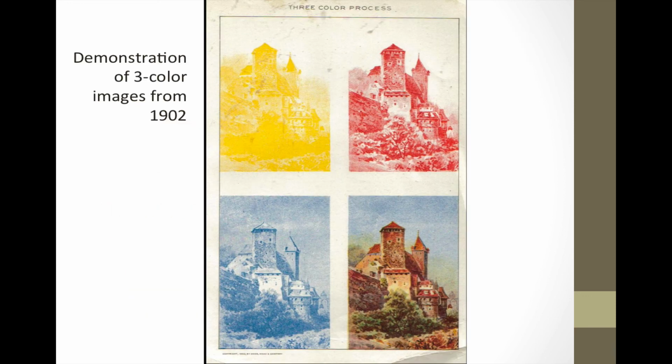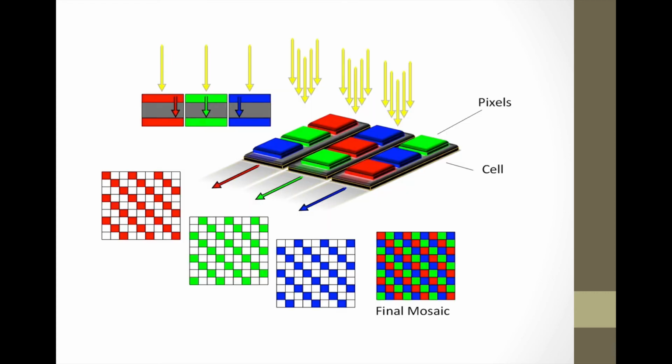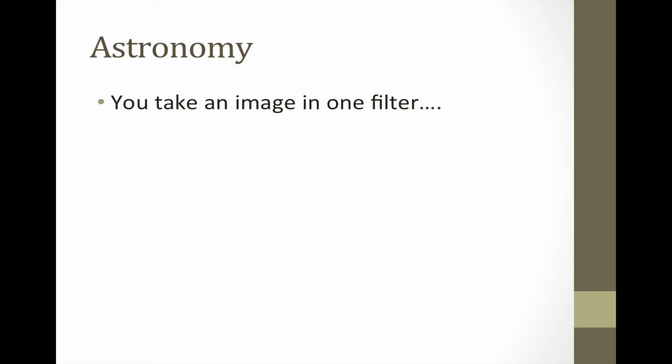So this is an example of 3-color image printing from 1902. They have a red, yellow, and blue plane that's all combined together to make a 3-color image. This is what you'll see if you get up real close to your TV or your computer screen or your cell phone screen with a magnifying glass. Arrays of red, green, and blue pixels that are all interlaced so that when you see them together, your eyes blend it and give you the illusion of a 3-color image.